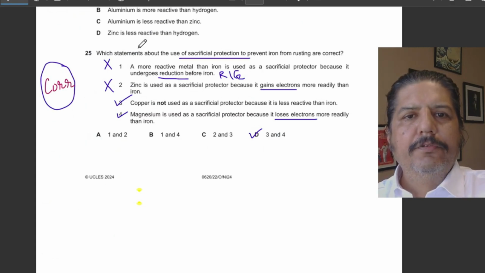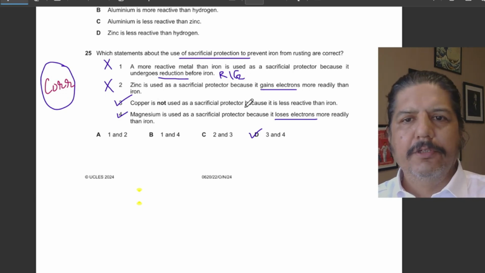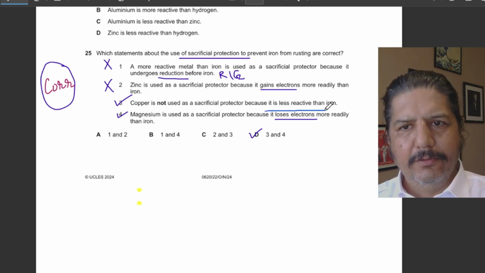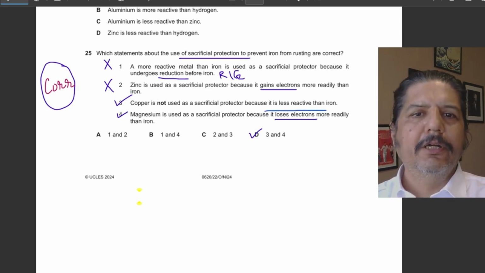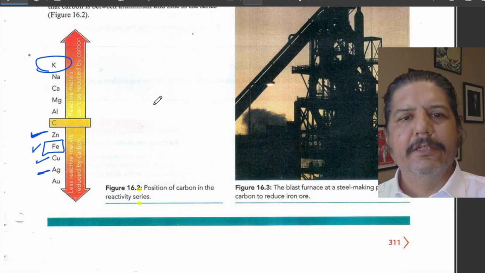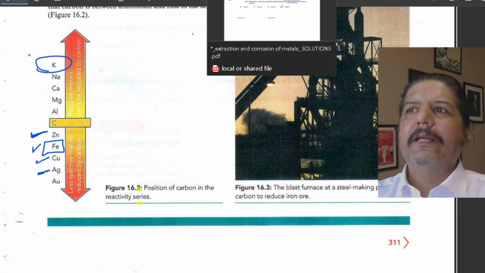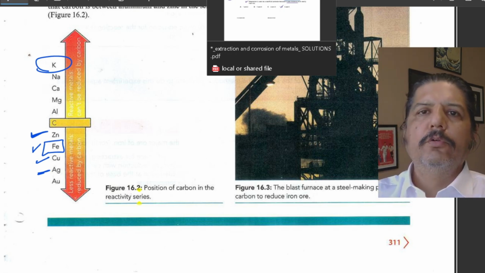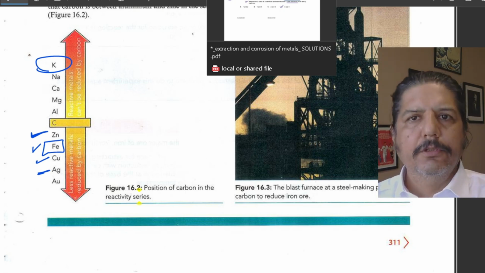Which statements about using sacrificial protection to prevent iron from rusting are correct? Copper is not used because it is less reactive than iron. Like I've just discussed, you can't use copper because it is less reactive than iron. So how will it protect? We need an element which is more ready to give out electrons. So that is all.